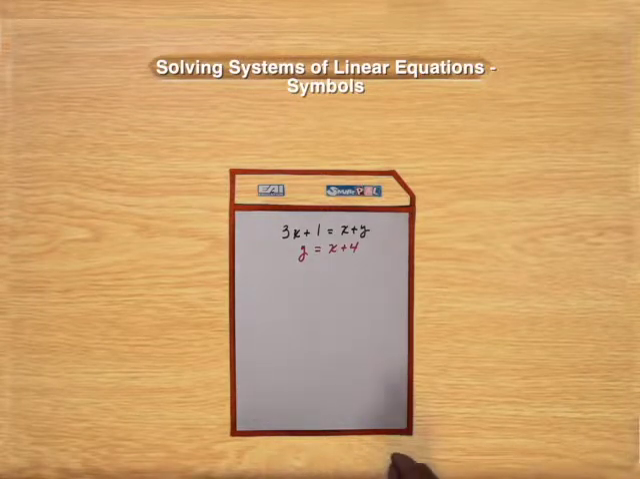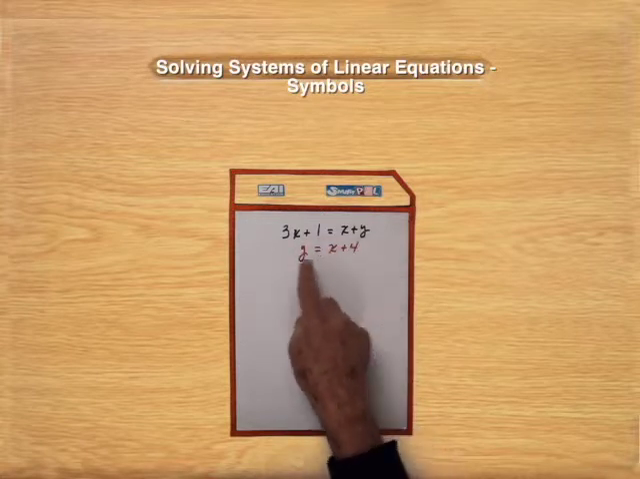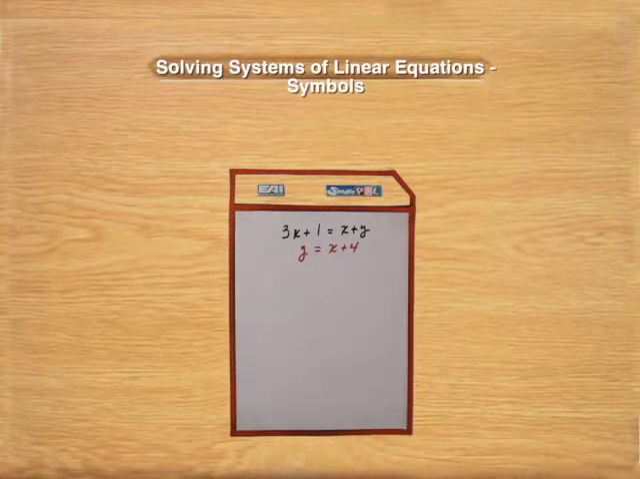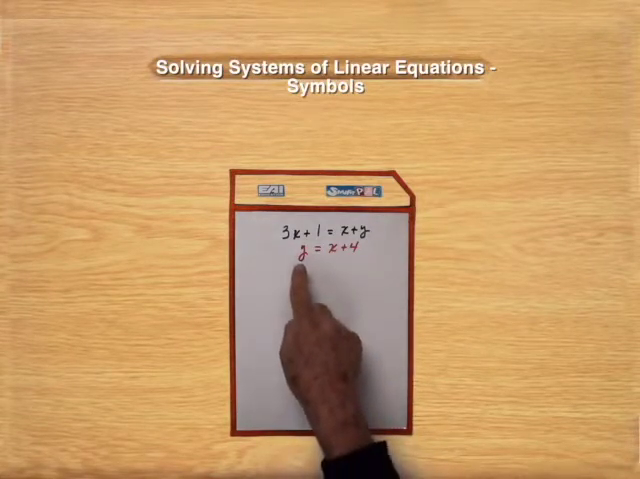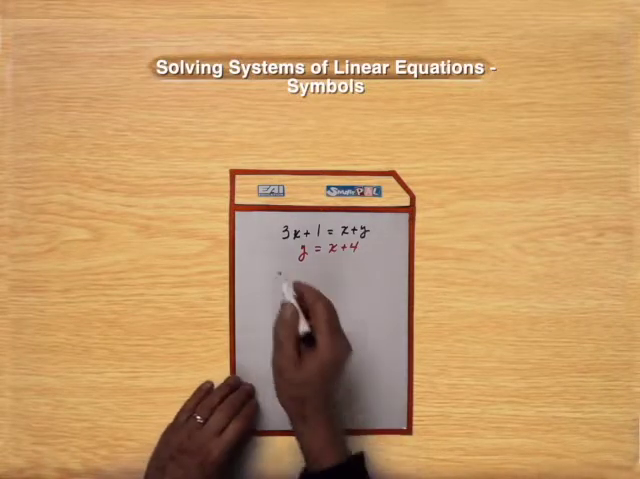What's happening in this system is the value of x in both of these equations is exactly the same, and the value of y in the two equations is exactly the same. What we want to do is find out what the values of x and y are. One of the ways we can do this is the following.